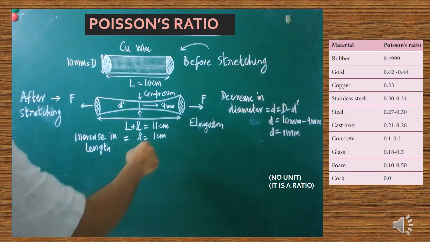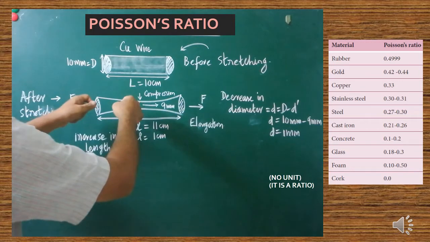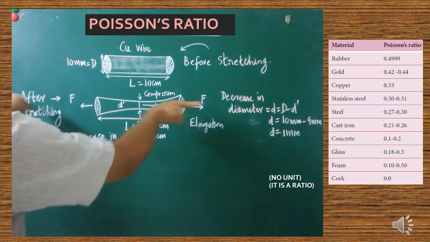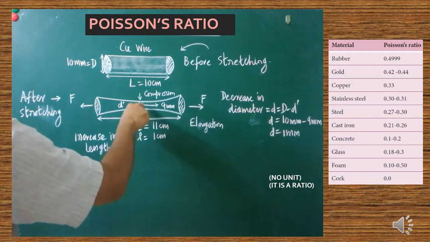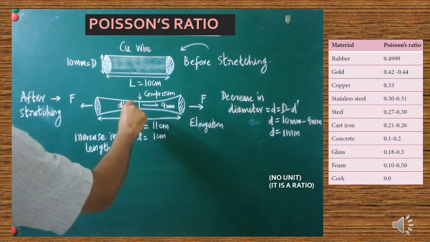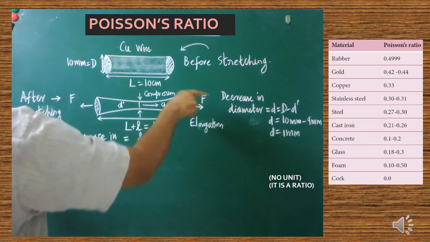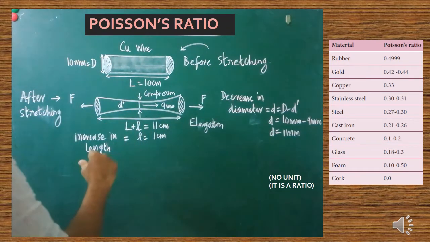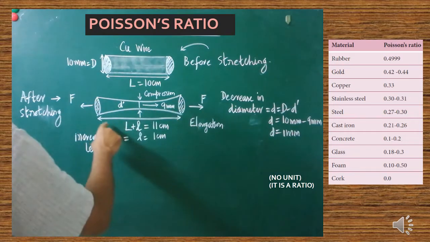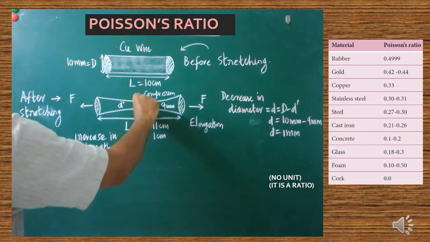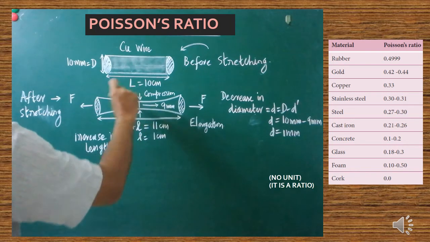Can you understand? When deformation occurs in this particular direction, another deformation is also created in the middle. Here one more deformation is created. That one causes the compression. Here elongation takes place, here compression takes place. When elongation takes place, length is increased. When compression takes place, diameter is decreased.